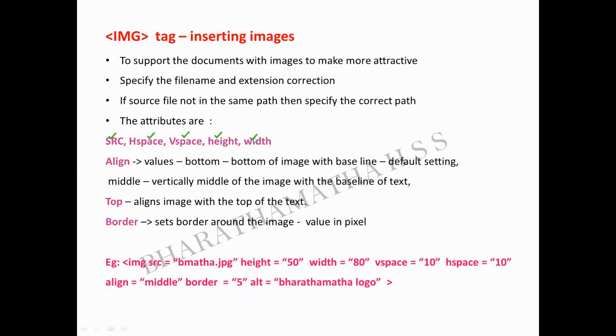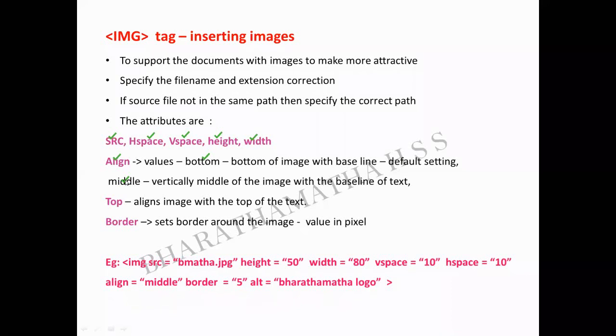Then the next is your align attribute. Values are bottom, that is bottom of the image with the baseline, and the default setting is middle. When an image is placed, it has something like a small border. Based on that border, if you want the bottom line, or if you want the center portion inside the box, you will use the middle option. Values are bottom and middle. So bottom is the default setting.